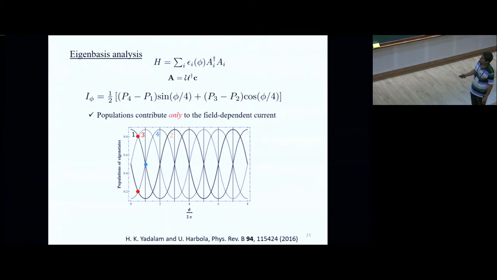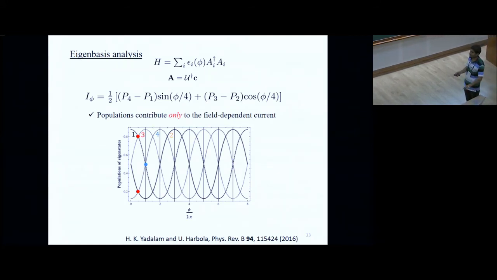It happens at phi equals pi. For example, here, at phi equals pi, 1 and 3 are degenerate. Here, 2 and 4 are degenerate. So this cancels out. The same thing happens at phi equals 2 pi. So the contribution of I phi is zero because of the degeneracy in the system at certain points.